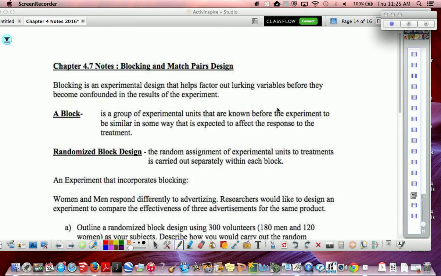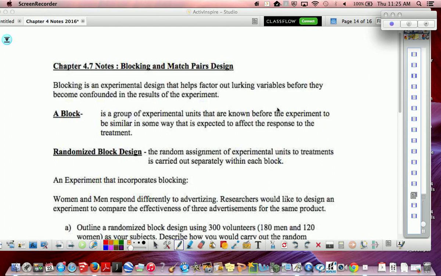All right, so today we are going to talk about two specific types of experimental designs. One is called blocking, and the other is called matched pair. These are two different types of designs that you can use to help you control lurking variables. Okay? So the first one that we're going to talk about is blocking.